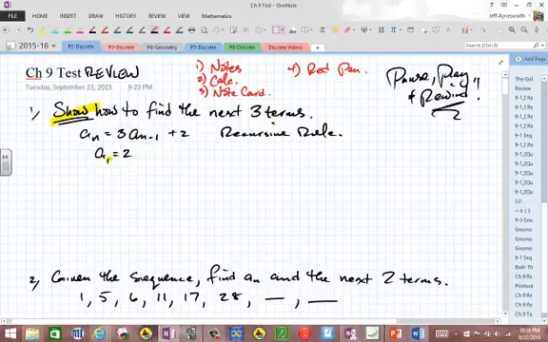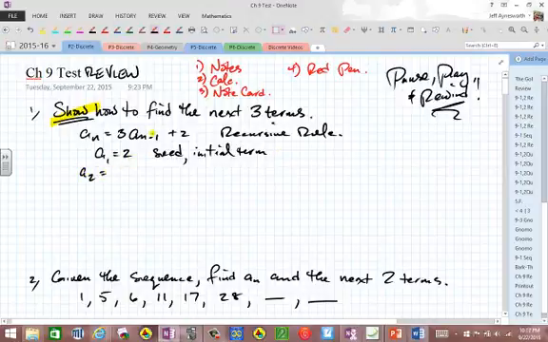So a sub 1 is 2. That's called the seed, the first term, or the initial term. You have to start from something, right? A sub 2 is equal to 3 times the previous term plus 2. So you have to bring in your previous term. Previous to a sub 2 is a sub 1. The first term is before the second term, so think simple.